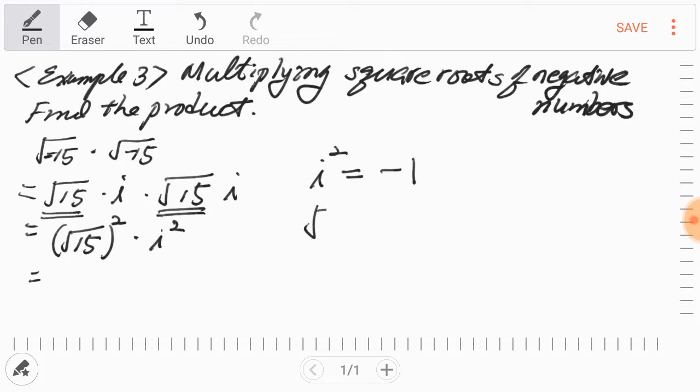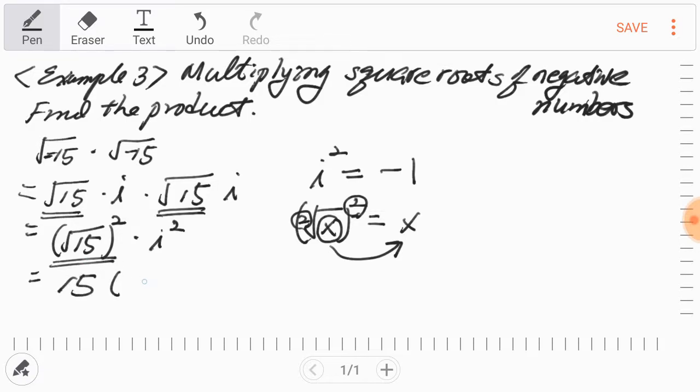and the square root of some number x raised to the second power is equal to x. Always take this x out because the index is 2. The index is 2 and the power is 2. Then take this x out. Then the first factor now becomes 15. And then i squared is negative 1. And 15 is multiplied by a negative number, so negative 15.